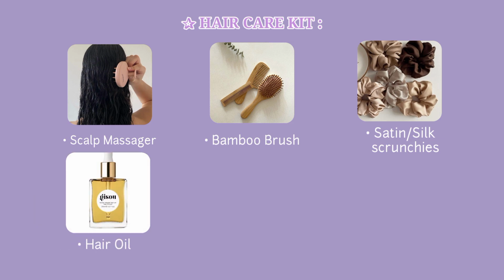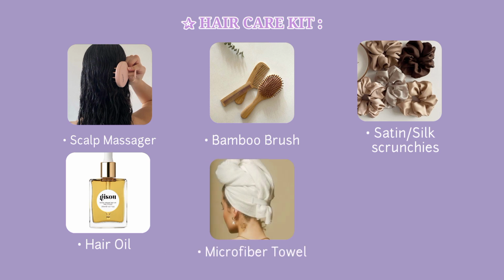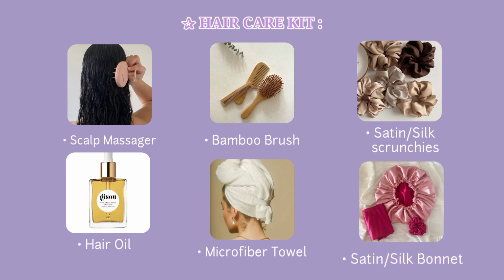Hair oil. Lightweight oil to oil the ends every night prevents breakage. Microfiber towel. Gentle on the hair, it works way better than a fancy towel. Satin or silk bonnet. Protects hair during sleep and prevents breakage. Good to use after oiling to lock in the moisture and goods. If you are thinking of starting a hair care journey, these are the only things you need.